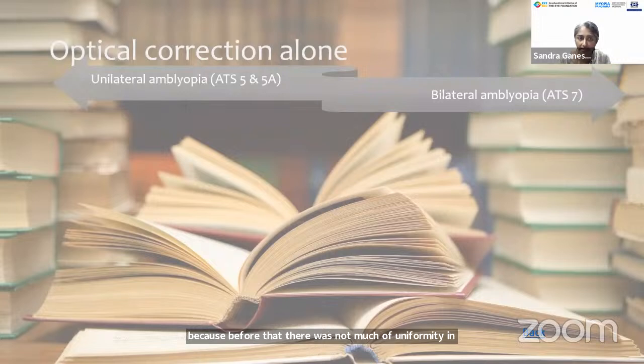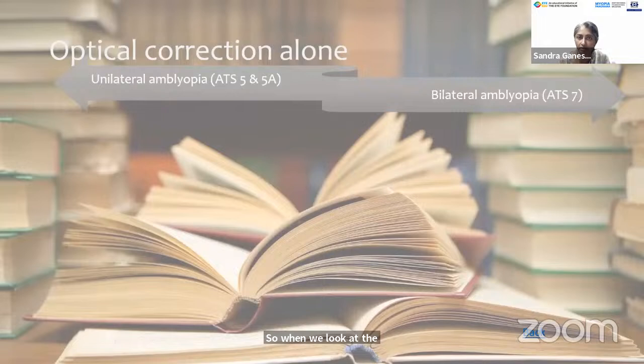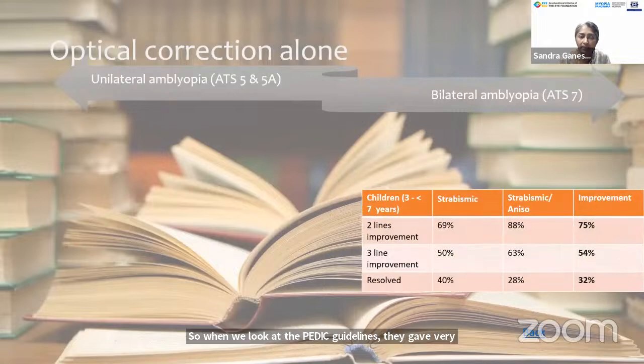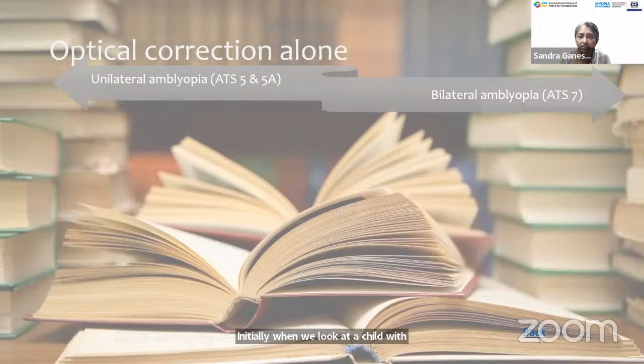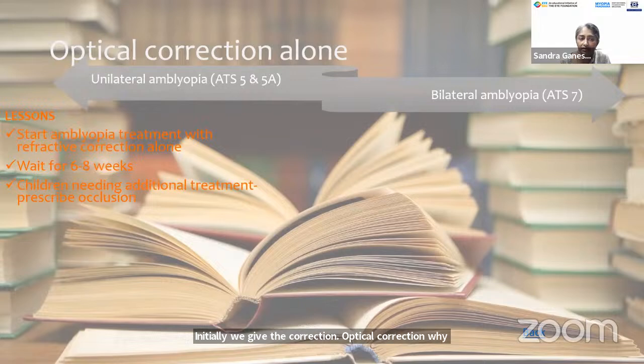When we look at the PEDIG guidelines, they gave very good recommendations which most pediatric ophthalmologists still follow. Optical correction alone: initially, when we look at a child with amblyopia, we do not start treating immediately. Initially we give the optical correction. Why? Because both unilateral and bilateral amblyopia will improve initially once you give the glasses, and you wait for 6 to 8 weeks before you decide on the necessity and the duration of occlusion.